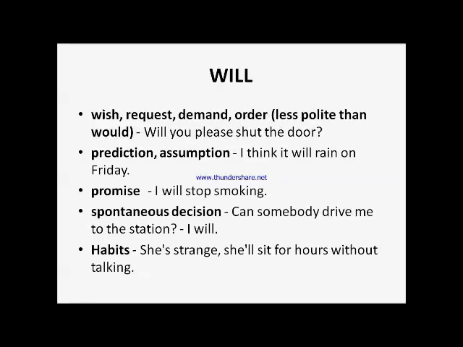Let's talk about will. Will is used for 5 things: to show wish, request, demand, order. So the example is, will you please shut the door? But this one is less polite than would. Always remember, would and could show politeness. Will and can are a little less polite. So if you want to show your wish, request, demand, or order, you use will.